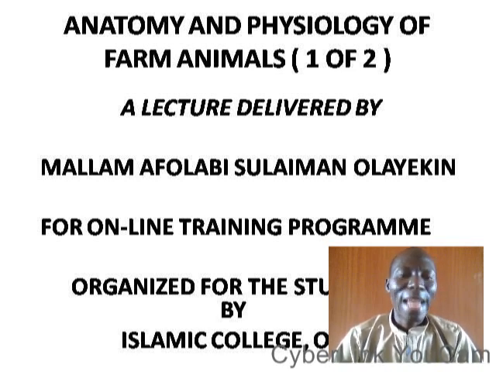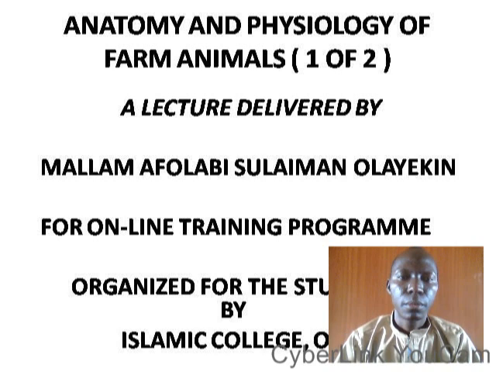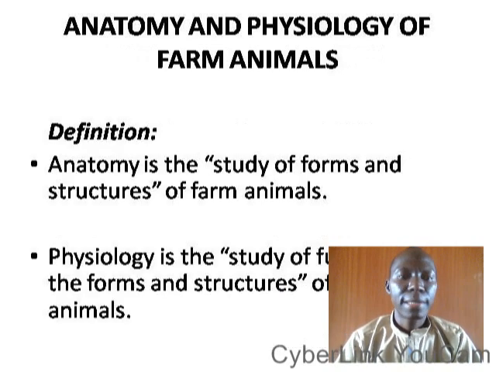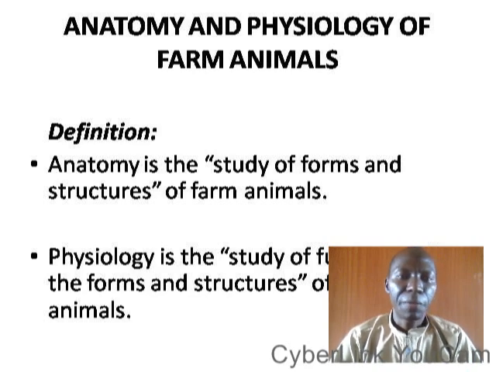Today's topic is anatomy and physiology of farm animals. This topic has been divided into two. That is why we are having one of two. So let us look at the definition of anatomy and that of physiology. By definition, anatomy is the study of forms and structures of farm animals.